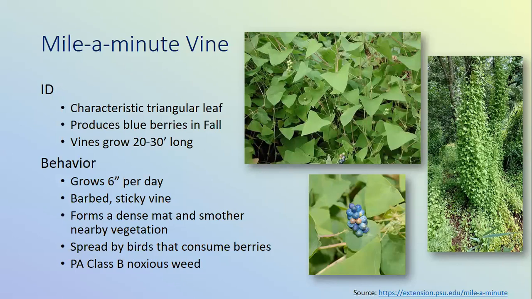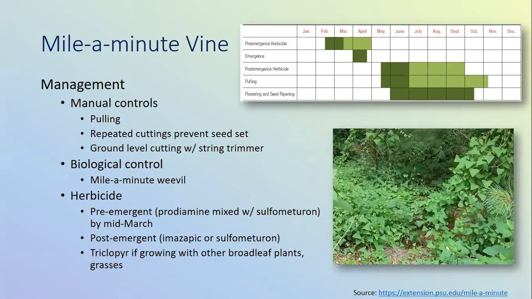The berries, once again, are consumed by birds, which is a common way of it spreading, and it is a Class B noxious weed. So you can pull these, and generally, if you are lucky enough to find its origin, if you pull it, you can kill the whole plant, but good luck finding the original source of that vine. Repeated cuttings will prevent the seed from setting, and you can also use a string trimmer to cut it at ground level. There is a biological control called the mile-a-minute weevil, and I'm not really sure where you can get your hands on that. And you can also, of course, use herbicide applications.